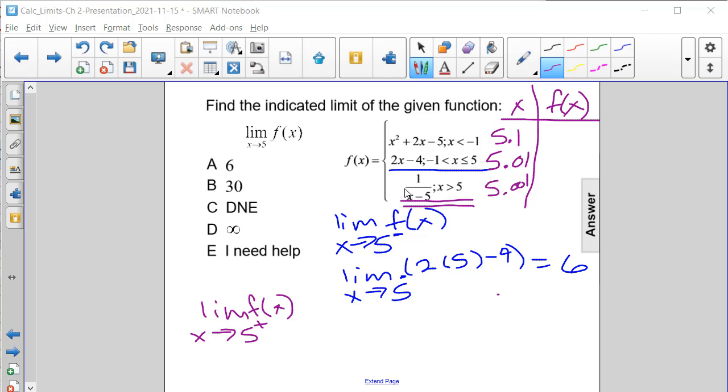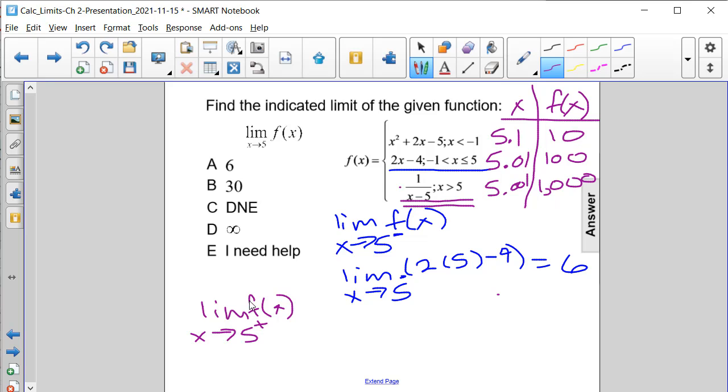So if we substitute 5 and 1/10 into our rational function for x, we'll get 5 and 1/10 minus 5, which is 1/10, and 1 divided by 1/10 is 10. If we do 5 and 100th, substitute that in, we'll get 1 divided by 5 and 100th minus 5, which would simplify to 1 divided by 100th, which is equal to 100. And then if we do 5 and 1,000th, substitute it in, we would get 5 and 1,000th minus 5, which would give us just 1,000th in the denominator, and 1 divided by 1,000th is 1,000.